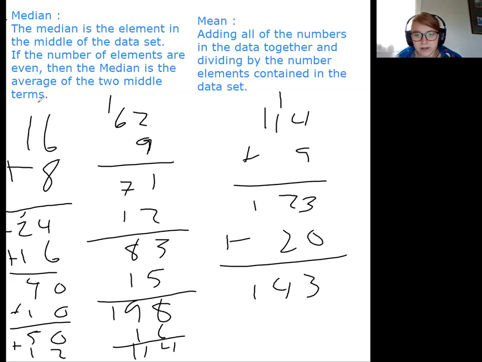Now let's see, we had 1, 2, 3, 4, 5, 6, 7, 8, 9, 10, 11 numbers. So we have to do 143 divided by 11.